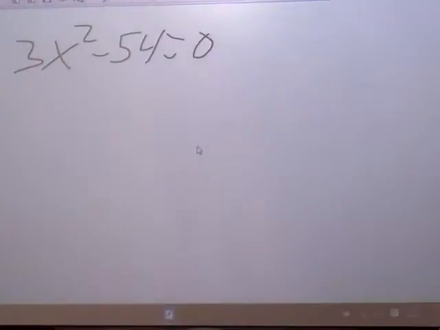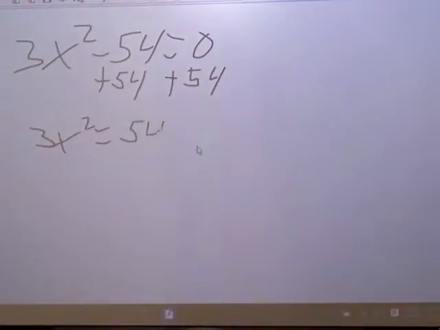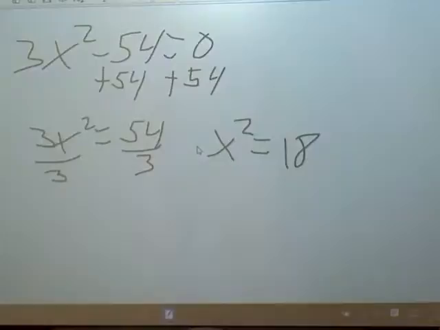Rachel said get x by itself, and that's fabulous. Before we divide by 3, we would add 54. So that gets us 3x squared is equal to 54. So we're good to go there. Now we're ready for Zane's second step. My x is being multiplied by 3. So we're going to divide by 3. What's 54 divided by 3? Not 16. 18. So we got x squared equals 18.